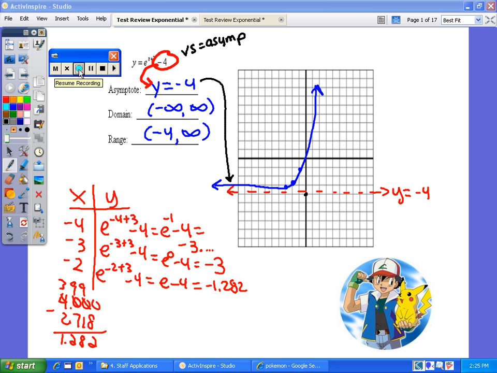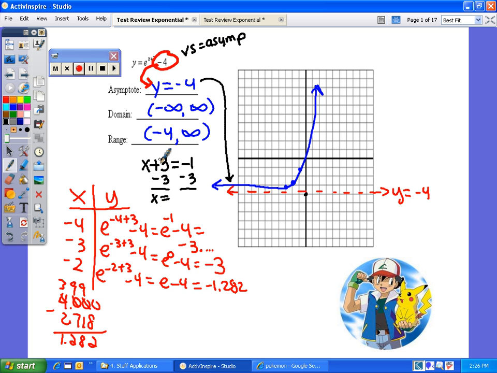Alright, so the domain for exponentials will always be all real numbers, and the range is going to go from the asymptote up to infinity. Now these numbers, you always want to try to figure out how to pick the numbers to replace. Well, if it says x plus 3, you know that you want your first number to be -1. So you can do that, and that will tell you that the first number to put in for x will be -4. So that's one way of figuring out what numbers to pick. And then you pick the next two numbers that come after.